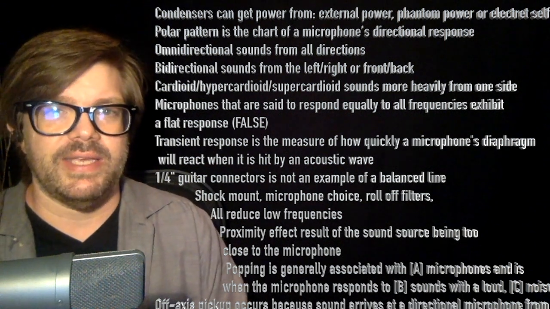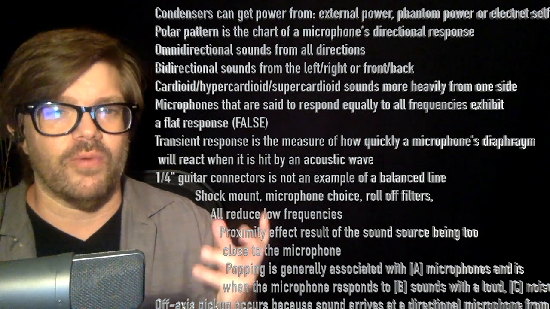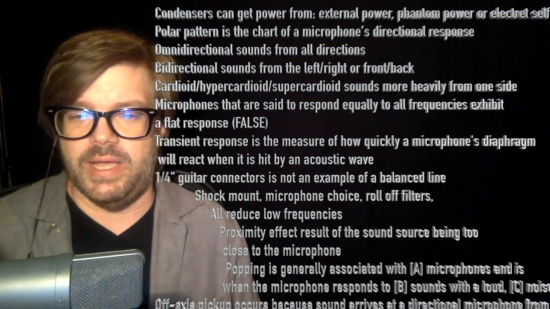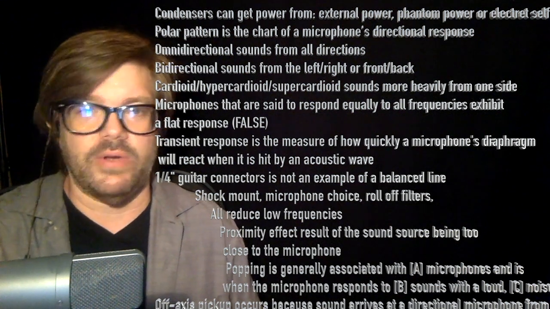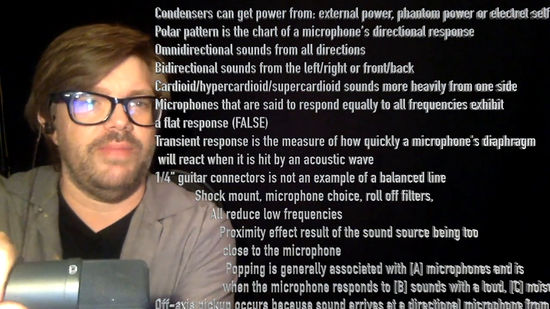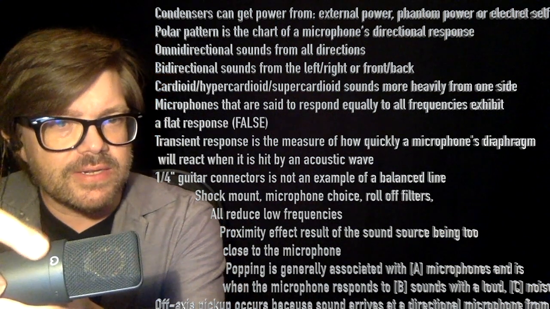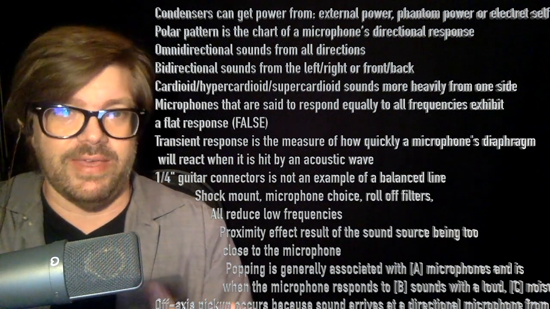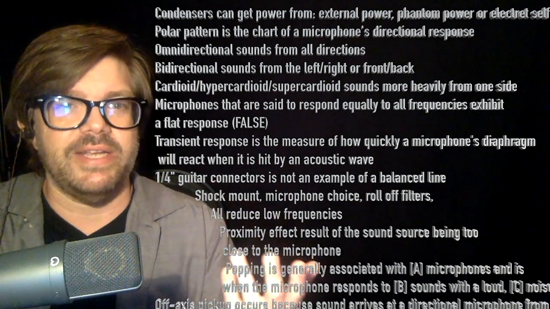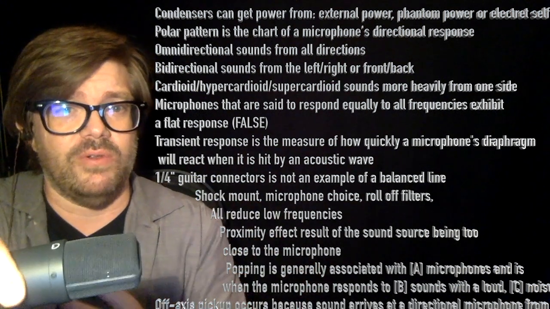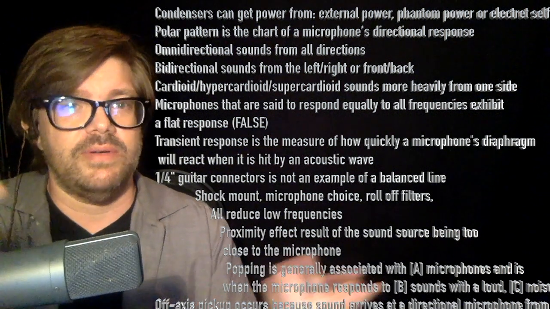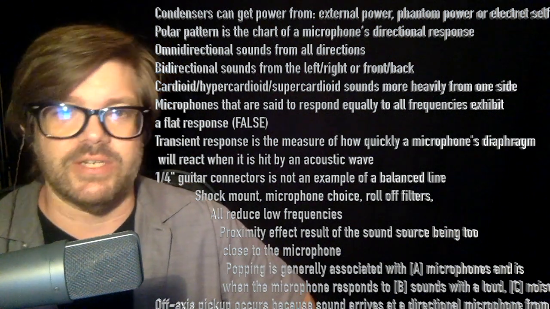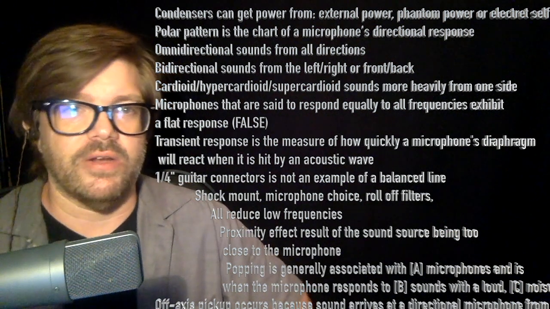Polar pattern is a chart of the microphone's directional response, right? This is a cardioid, and I'll turn it around backwards. You can even see this little image of the heart, and you can hear that it's less clear because it's not pointing at me anymore. I rotate it back toward me, and now it's much clearer, coming from that direction of a cardioid pattern.